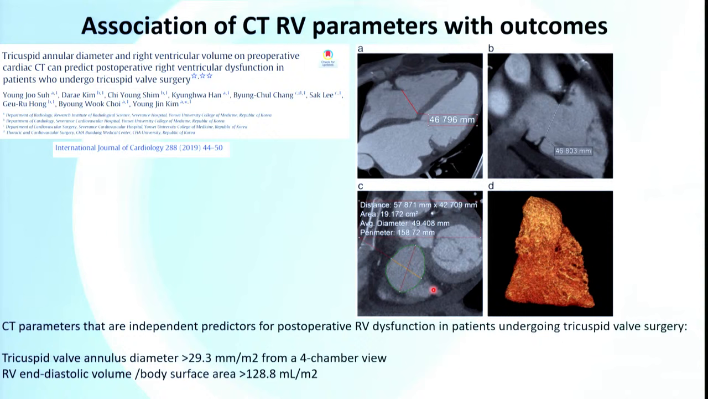From this paper, they showed that a tricuspid valve annular diameter greater than 29.3 millimeters per meter squared from a four-chamber view was associated with worse outcomes post-op, as well as an RV end-diastolic volume index greater than 128.8. So that was a couple of publications talking about the outcomes.